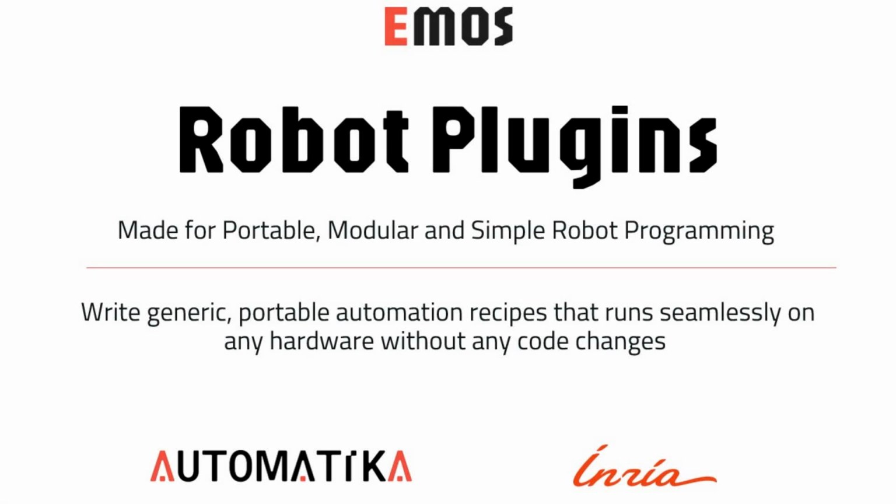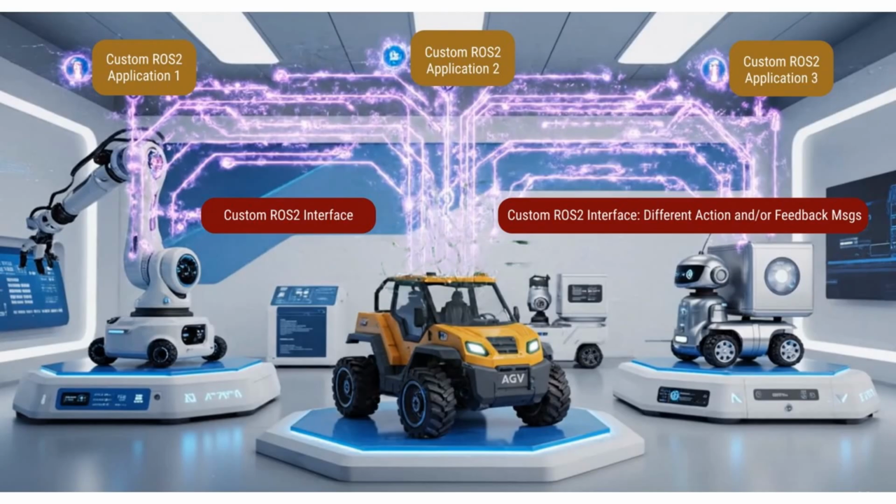Robot plugins are introduced into Sugarcoat and EMOS in order to seamlessly bridge your automation recipes with diverse robot interfaces. When you create your robot automation recipes in ROS, you often have to deal with custom interfaces created by the robot manufacturers to handle either sending robot actions or for getting some low-level feedback from the robot, like odometry or battery information and so on.